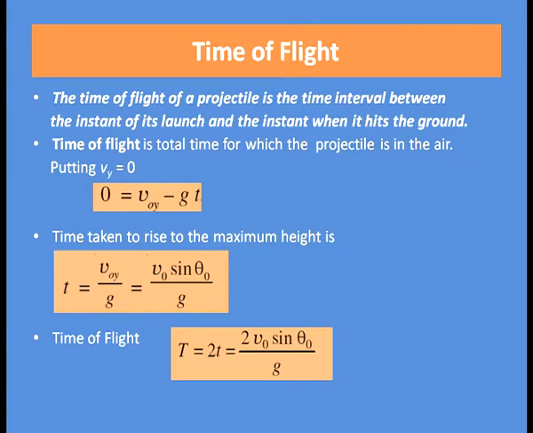So, what is the time of flight? This is the time required to rise to the maximum height, but the total time of flight is equal to the time of ascent plus time of descent, that is equal to 2t. The total time of flight, capital T, is equal to twice of small t, that is equal to 2 times v 0 sin theta 0 divided by g.